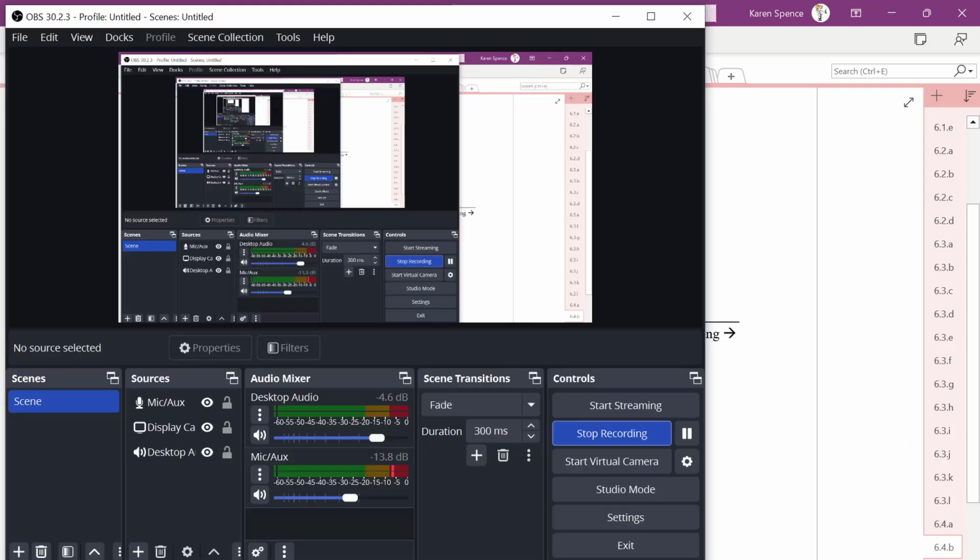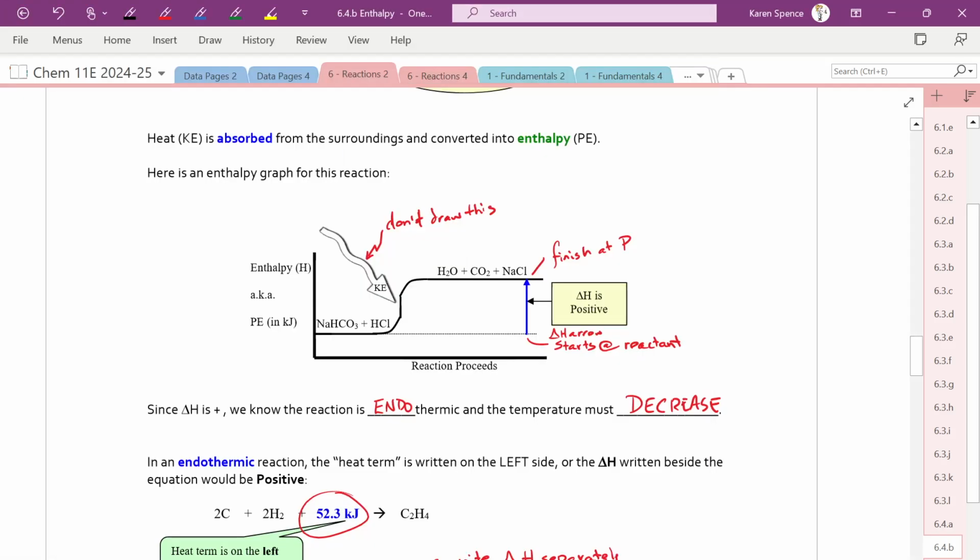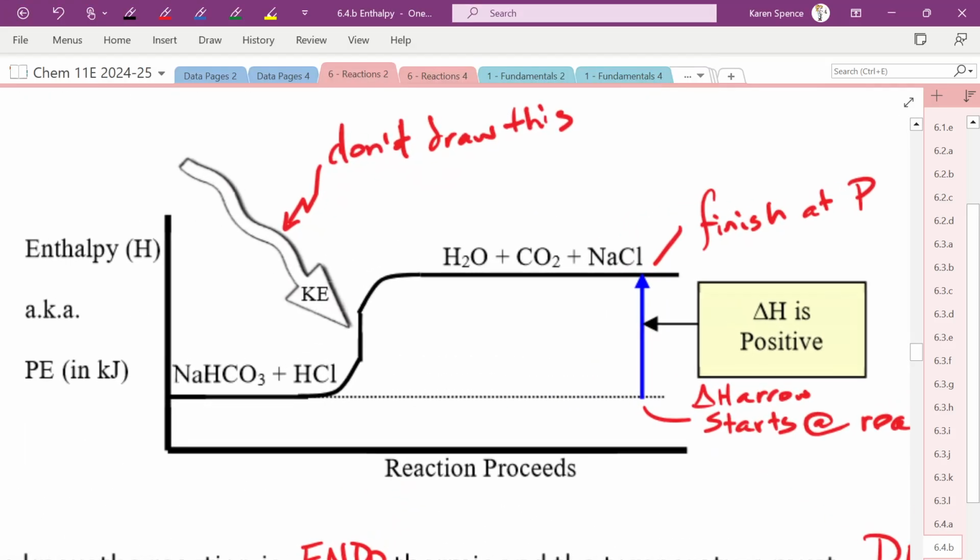We just had a question. Does it matter if you draw the dotted line over here, or what if you drew it like this and did your delta H here? Either way is totally fine, as long as you're starting at reactants and finishing at products.